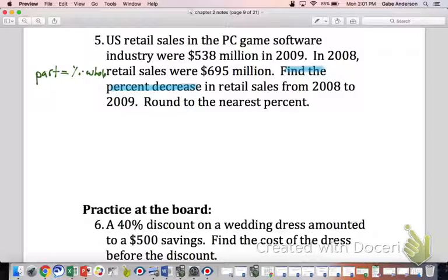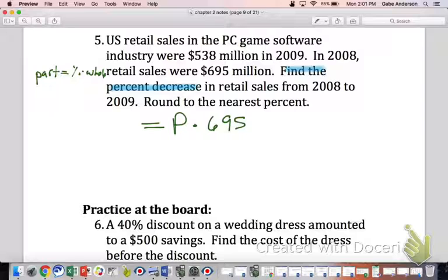It's really not going to make too much of a difference. So for part equals percent times whole, I'll put P for percent. That's our unknown. And Will is right, the whole thing would be 695 million. Is it okay if I just write 695 for now? In the end, all the millions are just going to divide out anyways. Okay, so Will has definitely identified the whole. The part is a little harder to find. Thoughts?